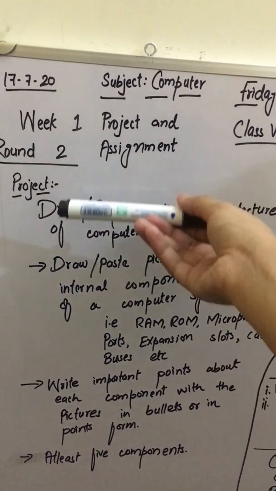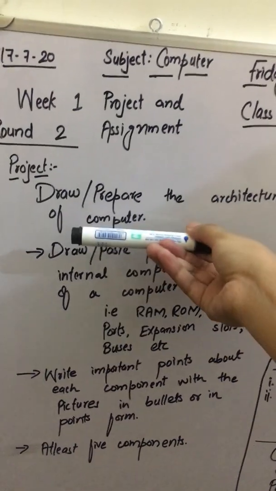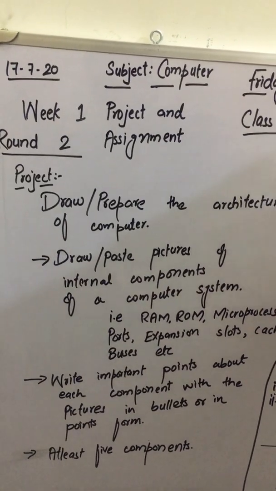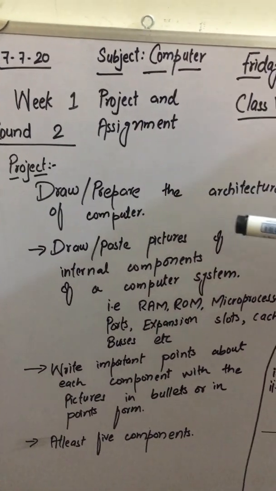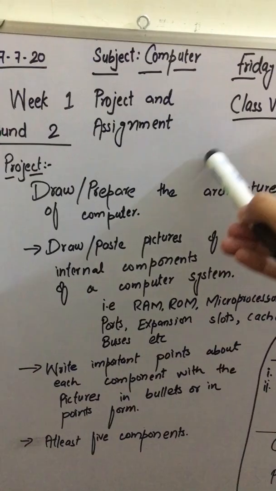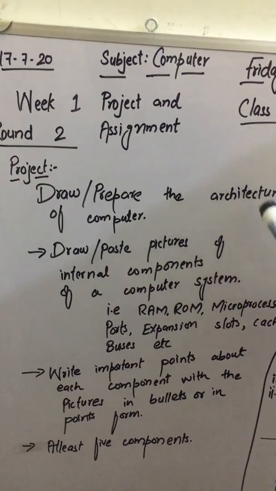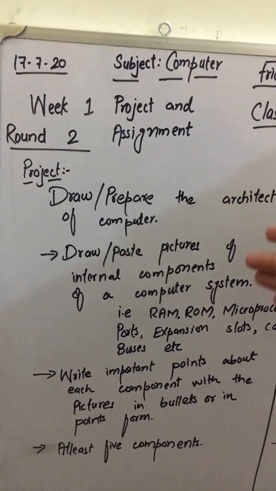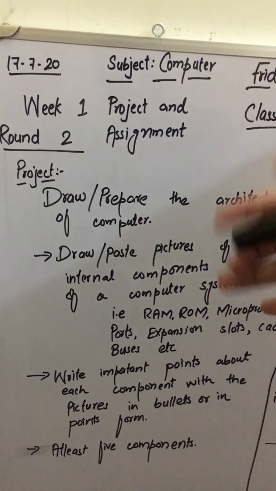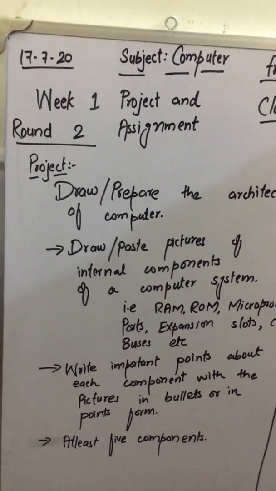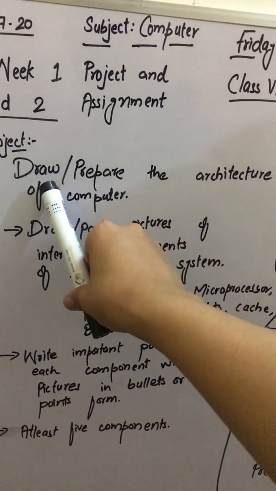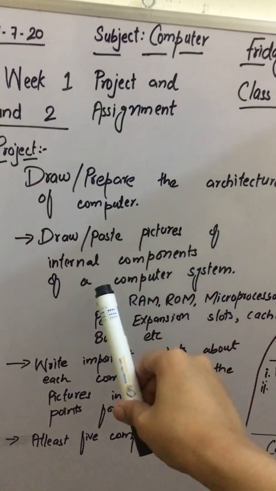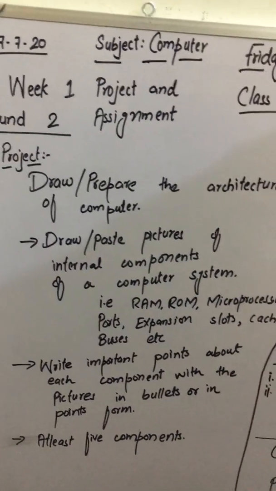So beta, your project is to draw or prepare the architecture of computer. We have already discussed what the architecture of computer is. It means we are discussing the internal layout of the computer system. Your internal computer system consists of so many things. It has a processor, RAM, ROM, cache memory, hard disk, etc. So what you have to do, you can either draw or paste the picture of the internal components of a computer system. You have both the options.